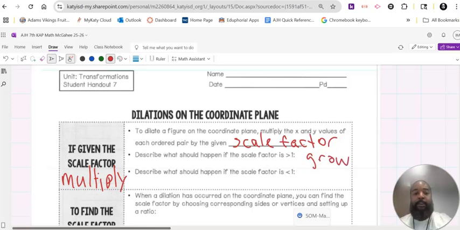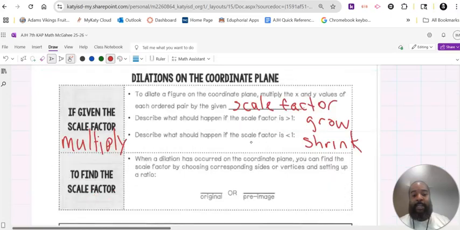If the scale factor is less than 1, not negative, but less than 1, so a fraction less than 1, it will shrink or reduce. So that is what we're going to do when we have a scale factor. Remember, we're going to multiply, and if the scale factor is more than 1, it will grow, and if the scale factor is less than 1, it will shrink.